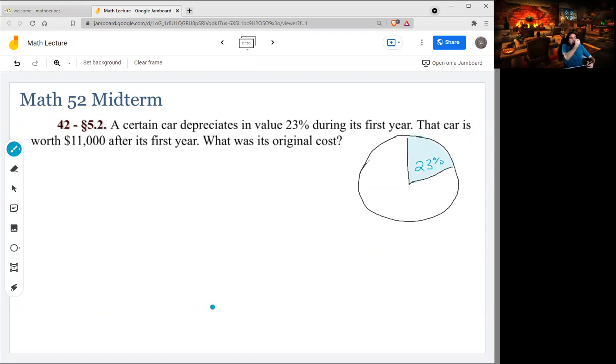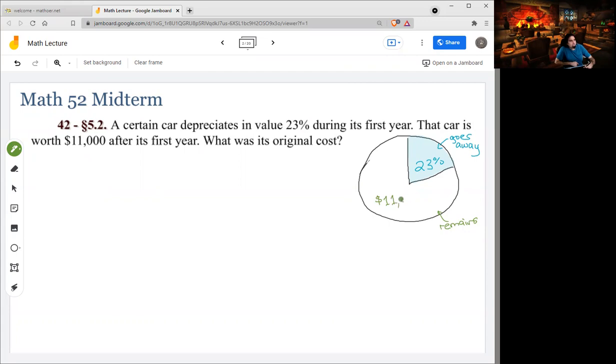The car is worth 11,000 after its first year. So that is actually how big this part is, right? Because this is the wedge of the pie that goes away, that depreciates. But over here is the part that remains. So this one is 11,000.